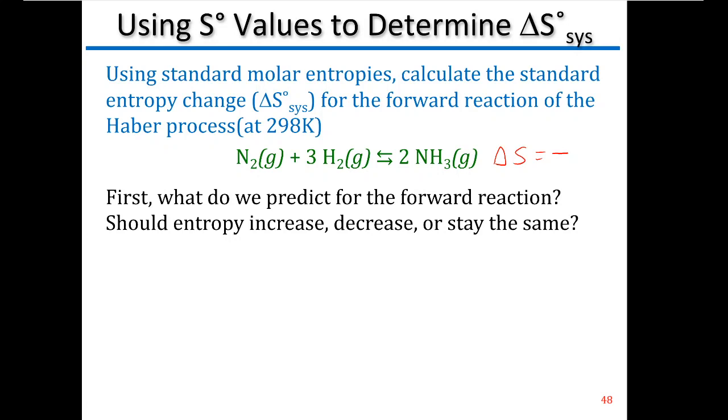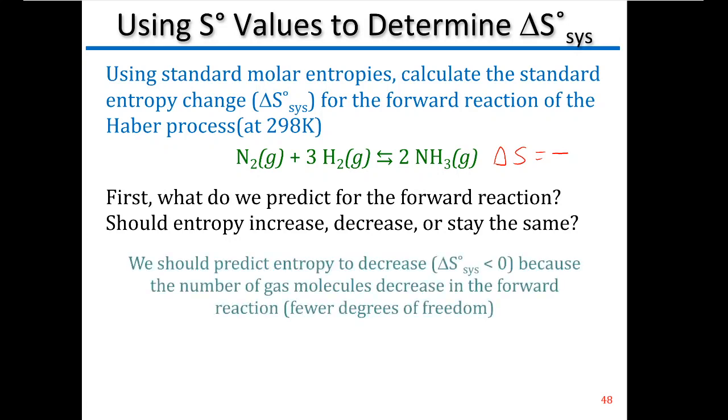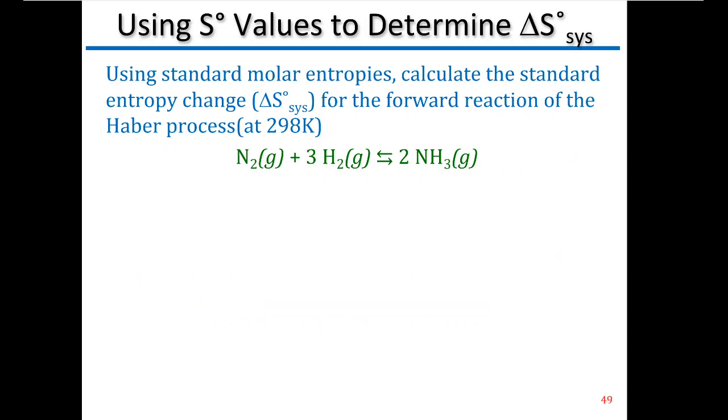So let's see if we're right or wrong. We predict the entropy to decrease because the number of gas molecules decreases in the forward reaction. So just like we said. Now let's see our calculation. We're going to set up our equation. Our change in entropy will be the total entropy of the products minus the total entropy of the reactants.